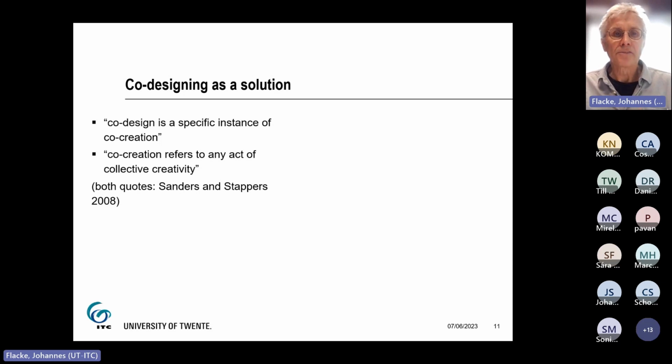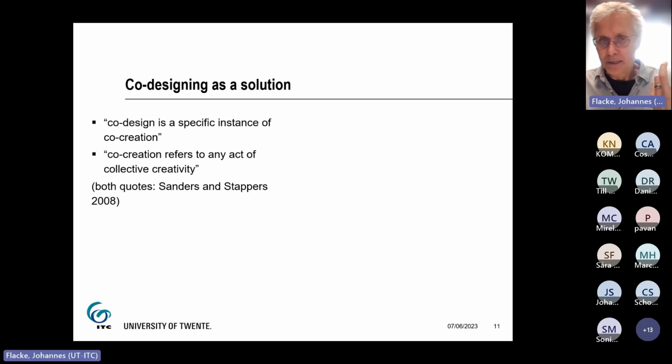So collective creativity means a creative act of more than one person. So at least two persons, ideally more, working together, creatively designing something together. And that is co-creation and co-design. I will come with a better definition afterwards, but that gives some ideas already. So it's a creative act of designing things together.